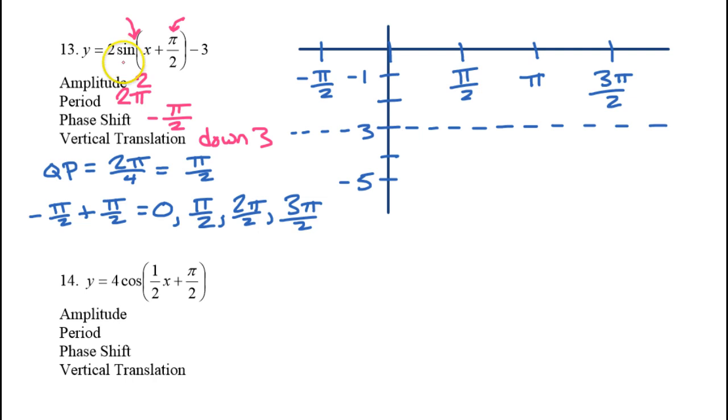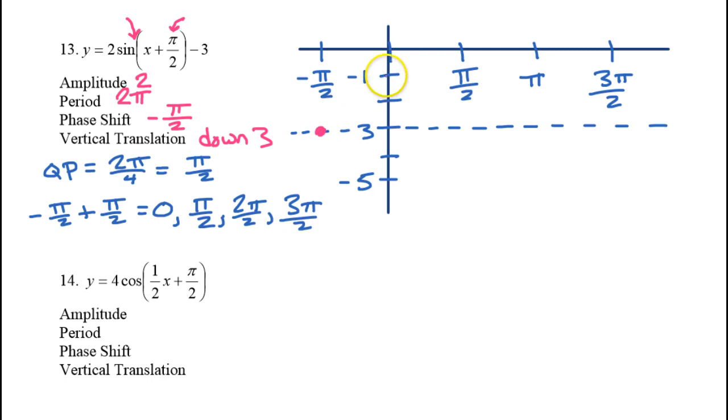The sine function starts off at the midline. Please remember that we're starting at the phase shift. So the first dot goes at the midline, and it's going to go at -π/2, the phase shift. And then the sine function goes up and down and back.